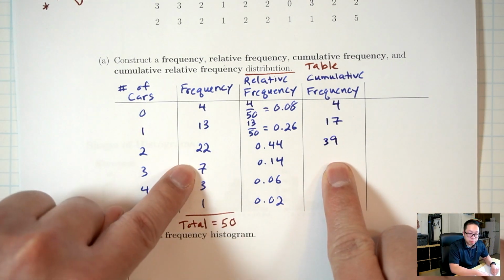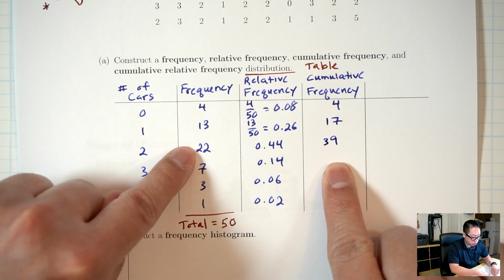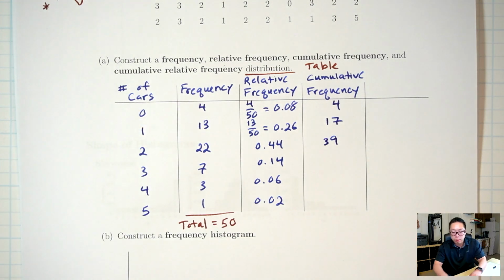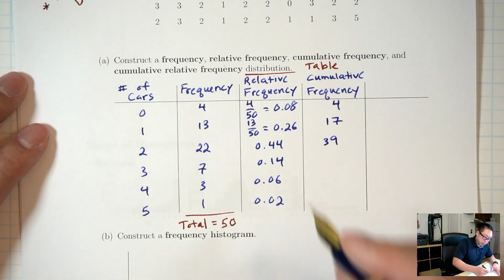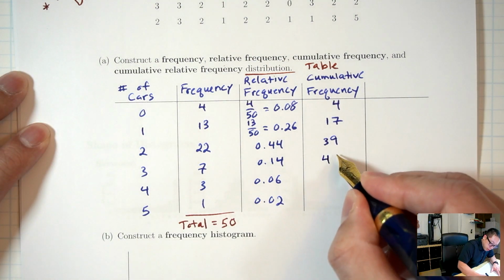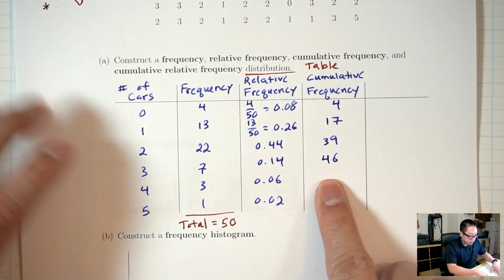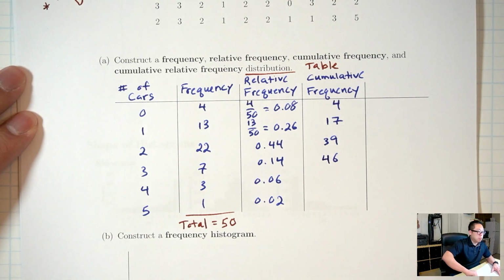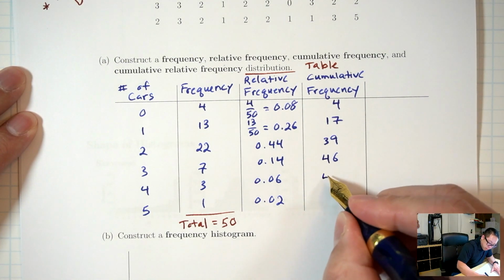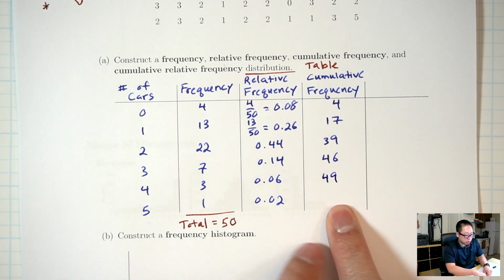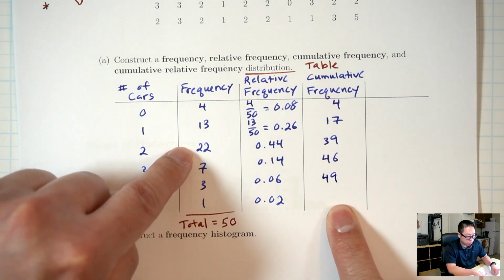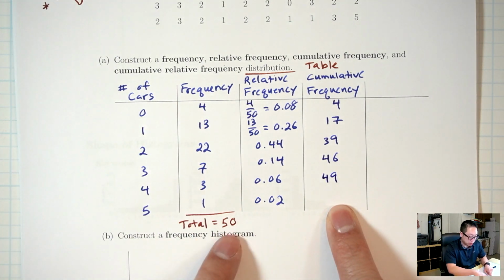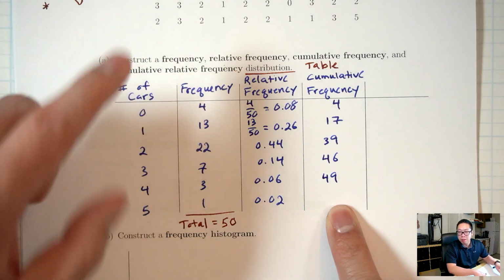Next is going to be 7 plus everything before it. So 7 plus 22 plus 13 plus 4. It's 46. Next up, 3 plus 7 plus 22 plus 13 plus 4. And I'll tell you that's going to be 49. And then finally, 1 plus 3 plus 7 plus 22 plus 13 plus 4, which we know is going to be 50, because that's all of them.